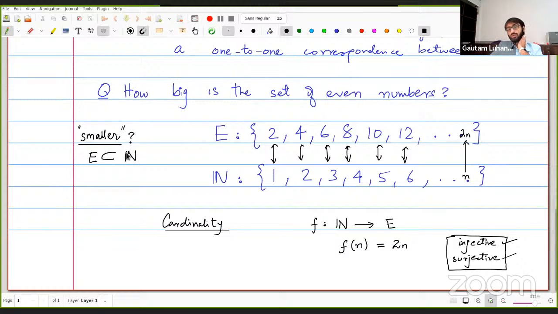That is definitely one way in which you can claim that it is smaller, because every element of E is an element of the set of natural numbers, but every element of the set of natural numbers is not an element of E. So perhaps you can say that it's smaller in that sense, that it's a proper subset of the set of natural numbers. But as far as cardinality is concerned, the cardinality of this set is also this Aleph null cardinality.